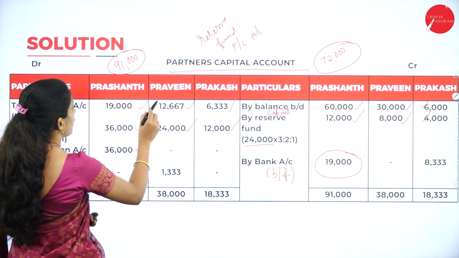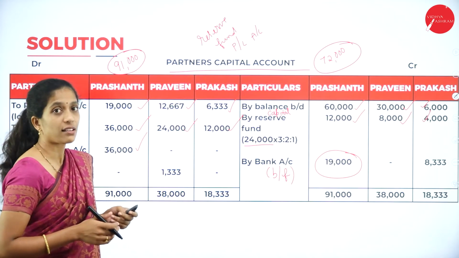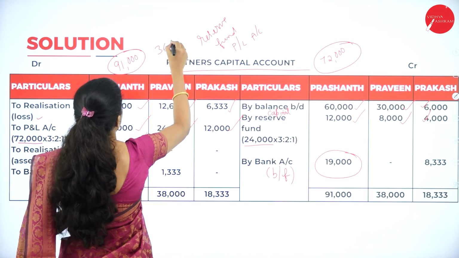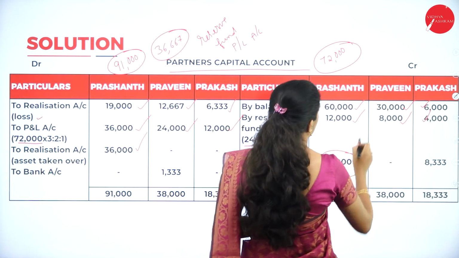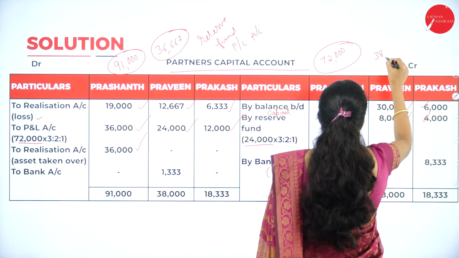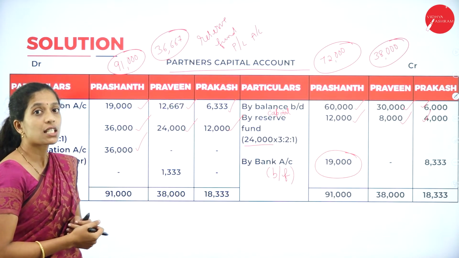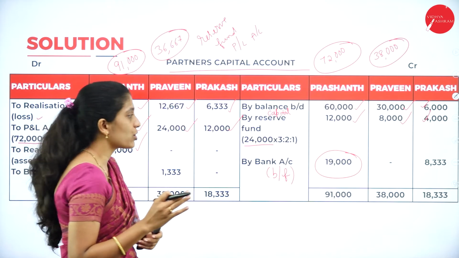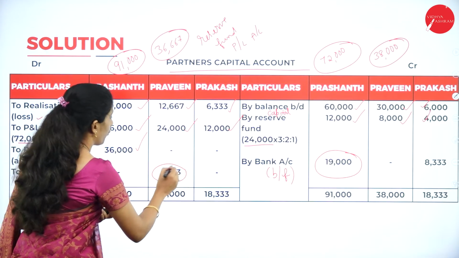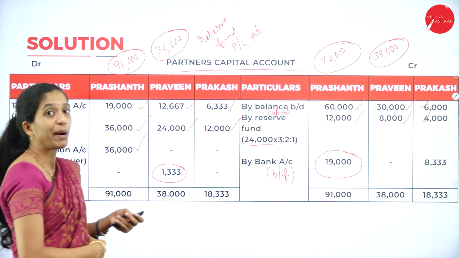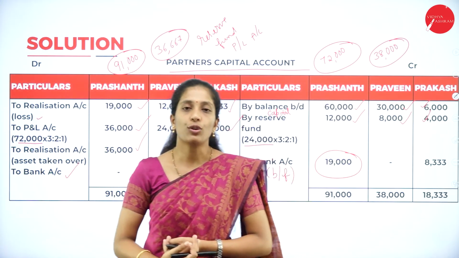In the same way, calculate that of Praveen. So we have 24,000 plus 12,667. Now if you add Praveen's column, 24,000 plus 12,667, we will get 36,667. So this is of Praveen, that is in the debit side. Now coming to the credit side, we have 30,000 plus 8,000. So we'll get 38,000 in the credit side, whereas in the debit side we have 36,667. So 38,000 is more, right? 38,000 on both sides minus 36,667, we get a balancing figure of 1,333. So transfer to bank account. So what is it? Balancing figure of Praveen, transferred to bank account.